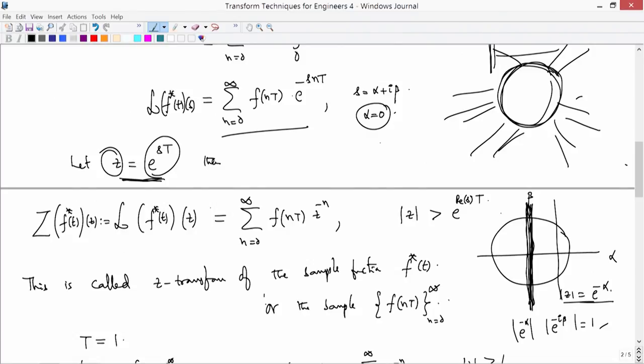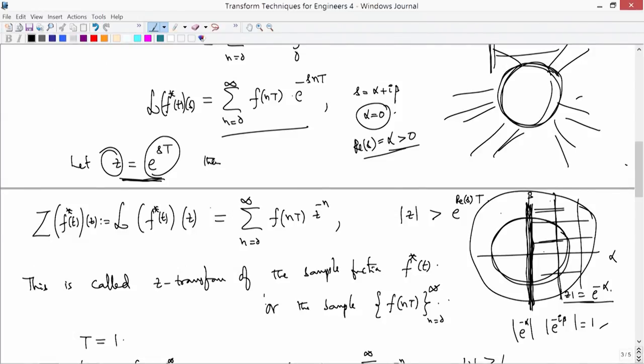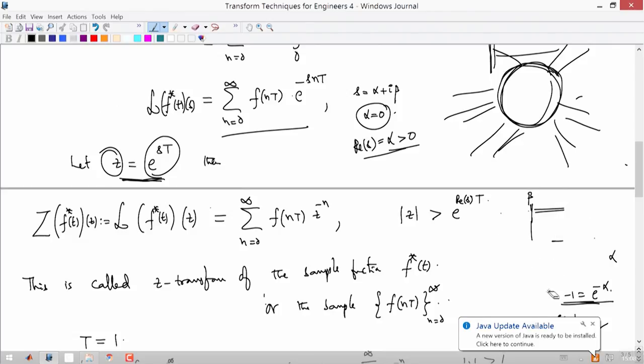If your Laplace transform is valid for alpha positive, that is, the real part of s is positive, that means it is analytic in this part of the plane. This imaginary axis is transformed to a circle because mod z equal to 1. Anything outside, that means these lines, is transformed to outside this circle, that is mod z equal to e power minus alpha.